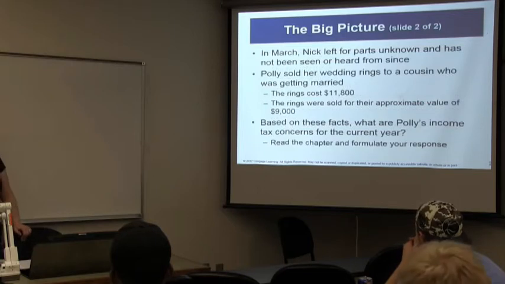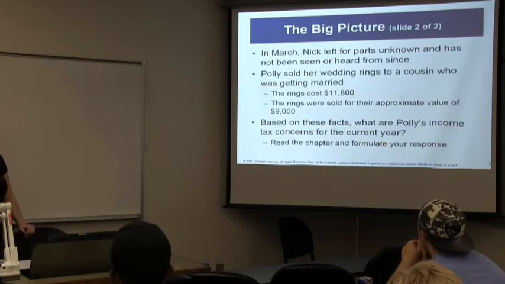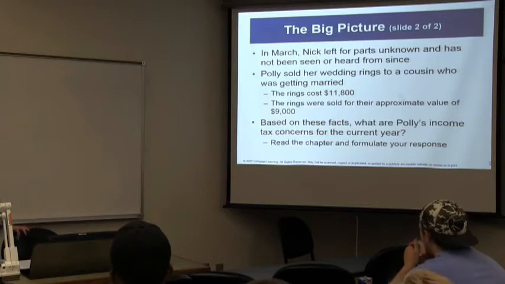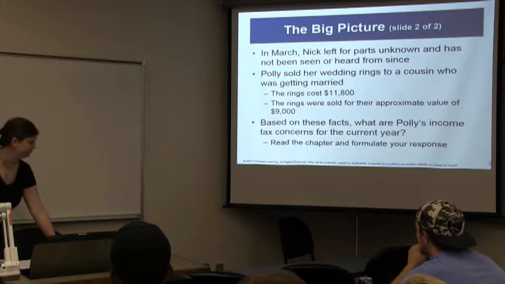In March, Nick left for parts unknown and has yet to be seen or heard from. Polly sold her wedding ring to a cousin who was getting married. The ring cost $11,800 and she sold it for $9,000. So these are our big picture facts.